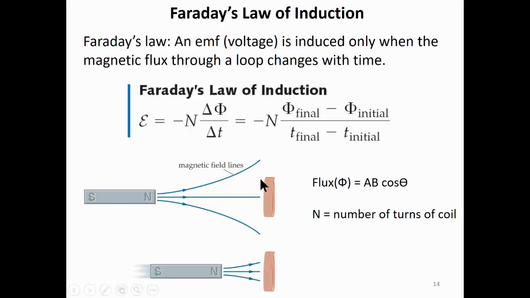N is the number of turns in the coil, and delta phi over delta t is the rate of change of flux. So it basically says the magnitude of the induced EMF in any coil is proportional to the rate of change of magnetic flux, and we just defined magnetic flux in the previous slide. So basically this is the formula. N is the number of turns, and flux is area times B cos theta. The negative sign has to do with another law called Lenz's law, which we will explain in the next slide.